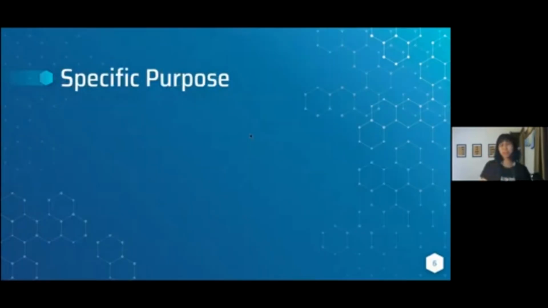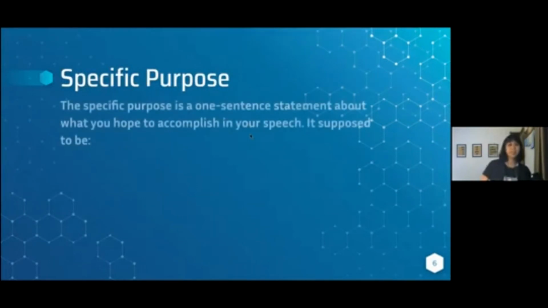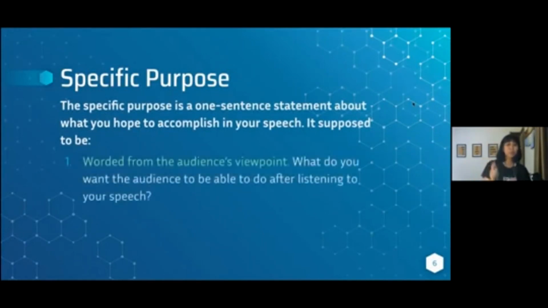So that's the general purpose. We start with the general purpose and go deeper to the specific purpose. A specific purpose is one statement about what you hope to accomplish in your speech. It is supposed to be worded from the audience viewpoint. What do you want the audience to be able to do after listening to your speech? Again, you have limited time. You cannot share all of your knowledge, right? You have to have a specific purpose to make the best of your time and get the response that you want from the audience.